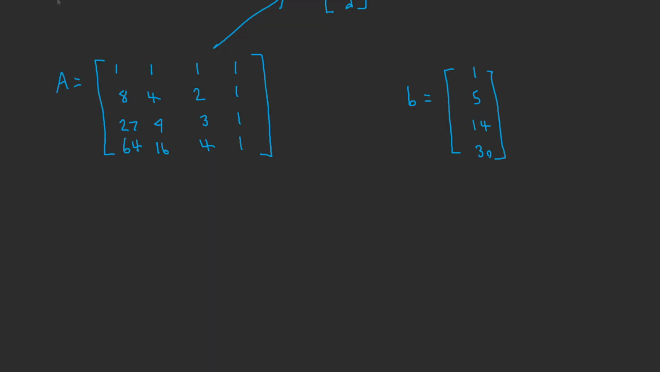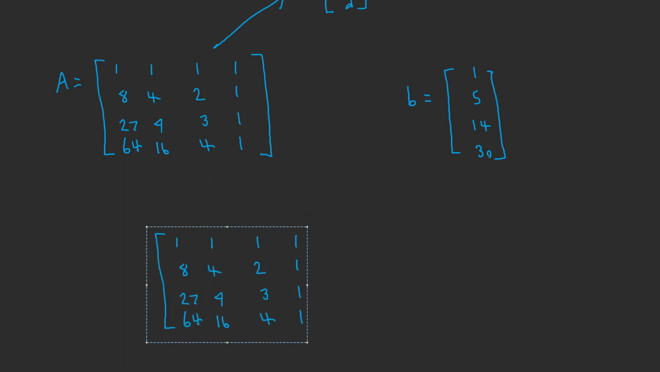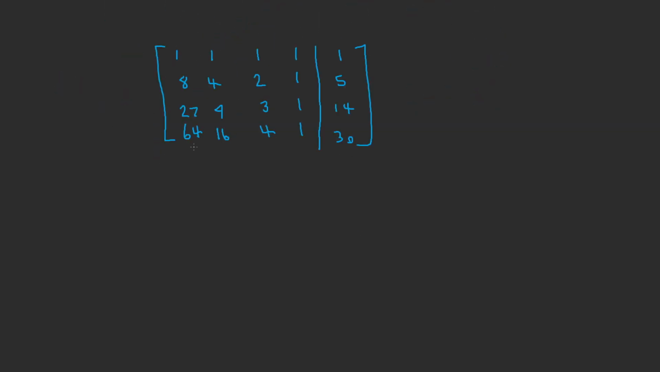I'm just going to copy this matrix here. And then I'm going to set up that augmented matrix just as we did in the last example. I'm just going to write it because I think this is faster. 1, 5, 14, and 30. Okay, now let's use Gaussian elimination. So the first step is to eliminate this column. The first row is going to stay the same: 1, 1, 1, 1, 1. And then the second row is going to change.